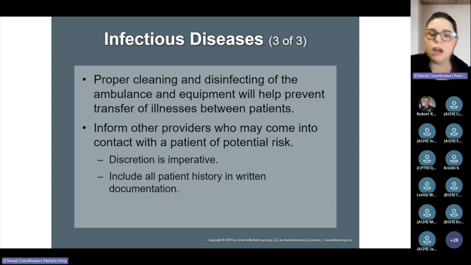Inform other providers who may come into contact with a patient of potential risk. So if you have someone, you know, there's a lot of people, back when I first started, to be completely honest with you, HIV was such a huge deal. AIDS was such a huge deal.